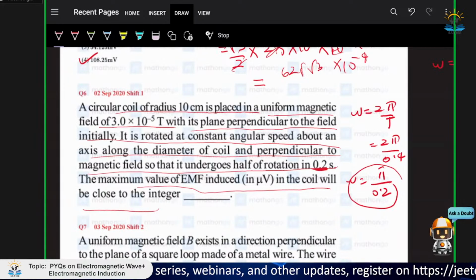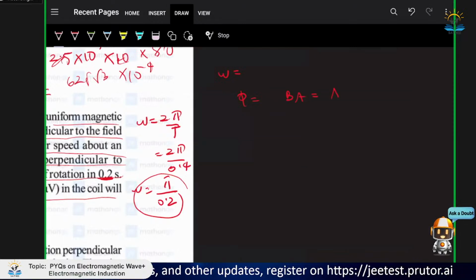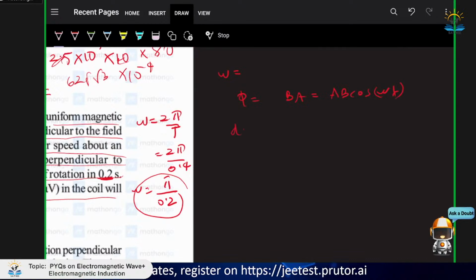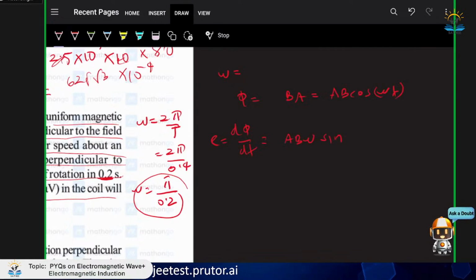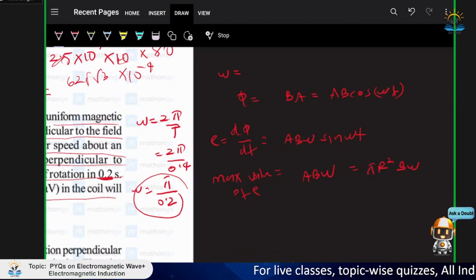What will the flux be? Flux phi will be B dot A, which is B A cos omega t, correct? It rotates, so if we differentiate, we get the induced EMF, right? E equals d phi by dt, which will be A B omega sin omega t, correct? What is the maximum value? The maximum value of induced EMF is A B omega, correct? Area is pi r square, so pi r square B omega. We can put in the values and get the answer.